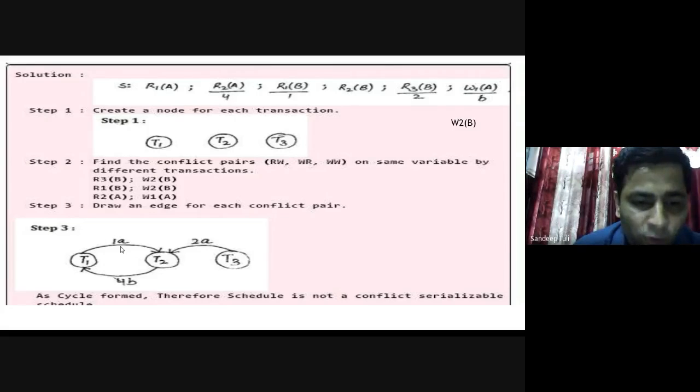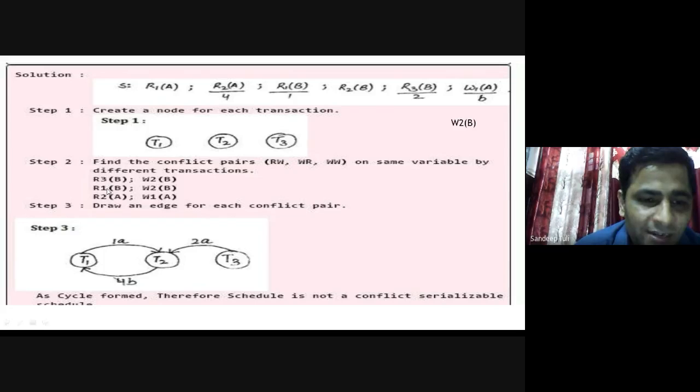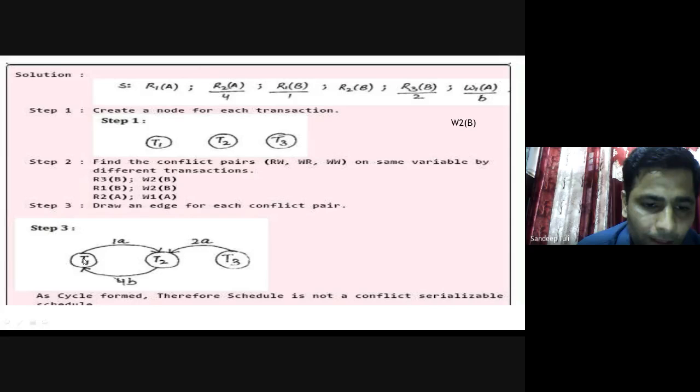Now tell me which will be the second edge, that is R1B to W2B. Which edge is here? 1A or 4B? 1A. Good. Because the first operation is R1, the edge must start from T1, and the second operation is W2, so the edge must end at T2. And for R2A and W1A, because of that there is an edge, that is 4B.